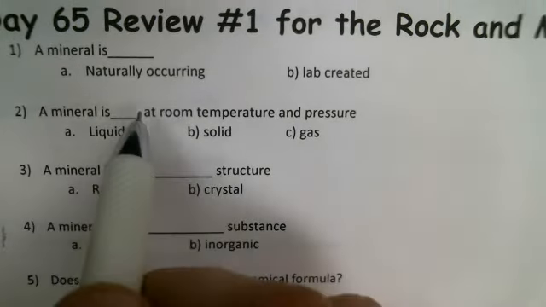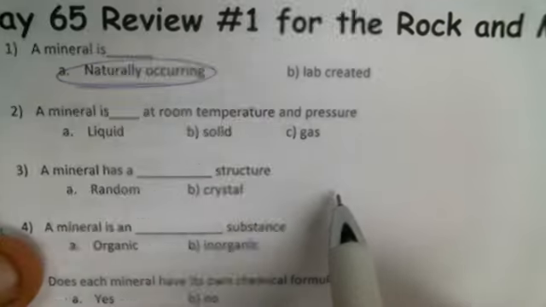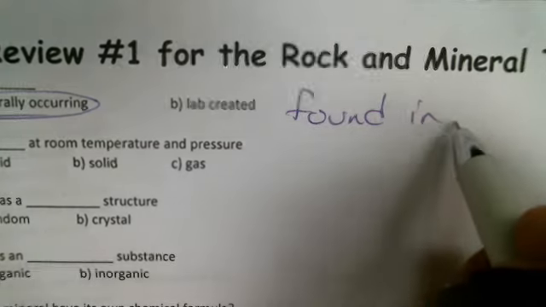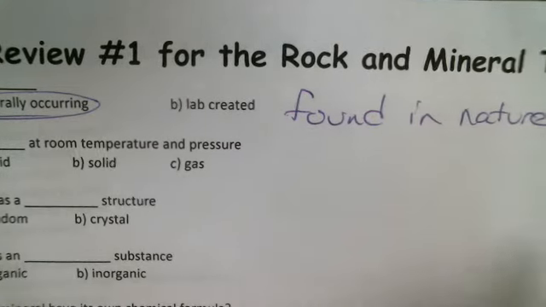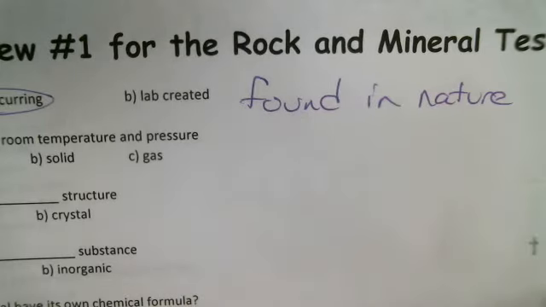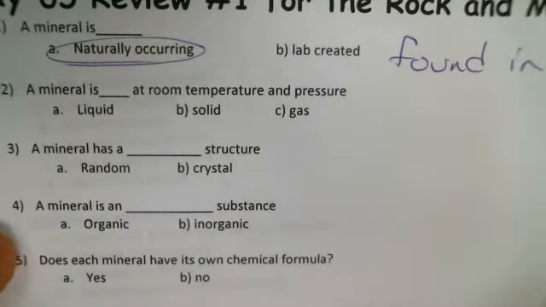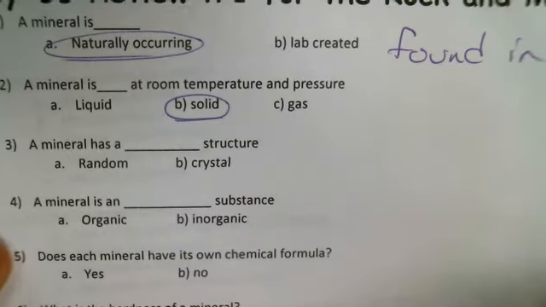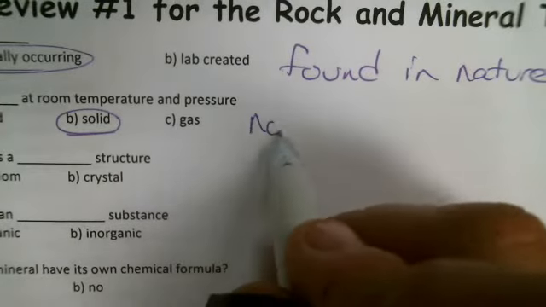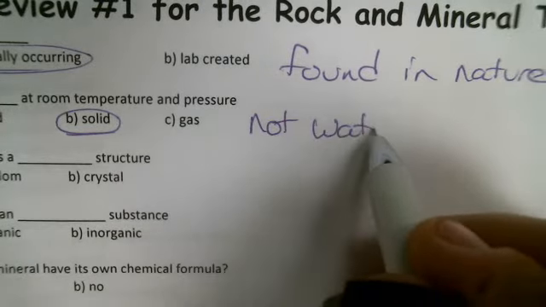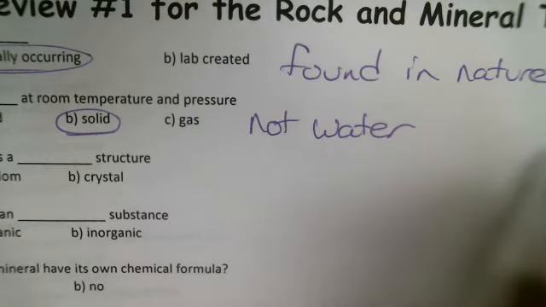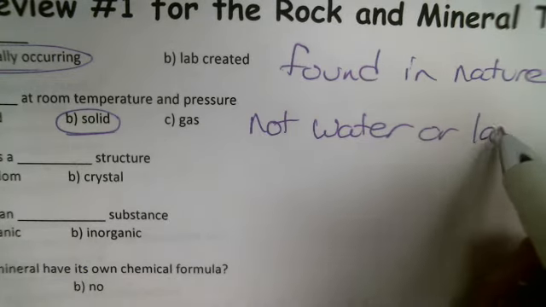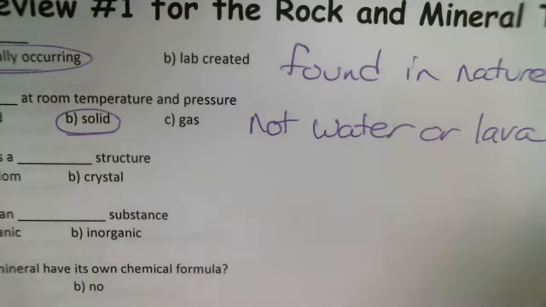Number 1, a mineral is naturally occurring. What that means is that it is found in nature. Please write found in nature off to the side. Number 2, a mineral is solid at room temperature and pressure. So what that means is that we do not include things like water, which are liquid at room temperature, and we don't include lava because that's not room temperature.